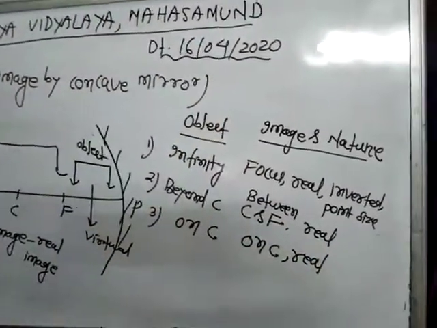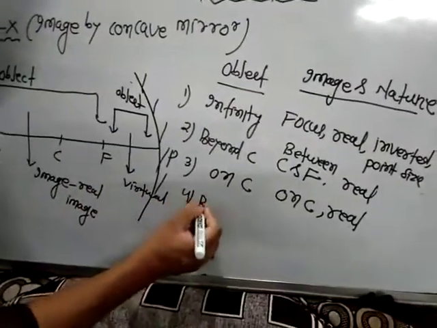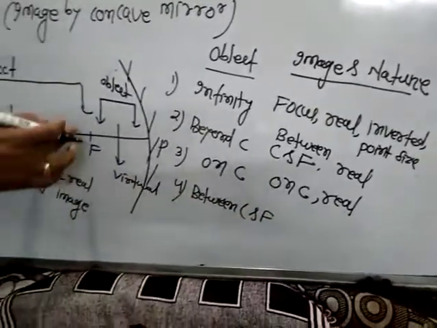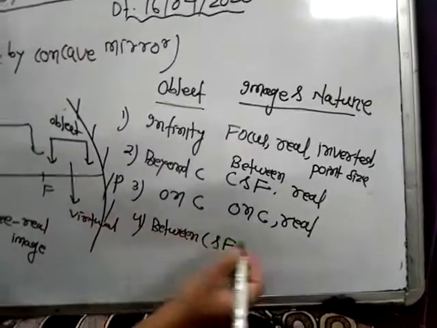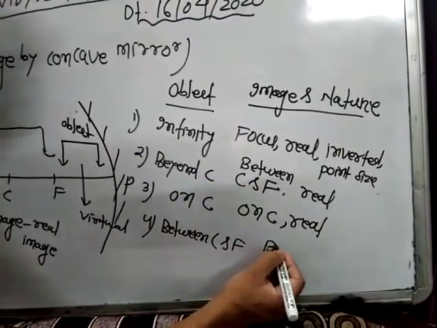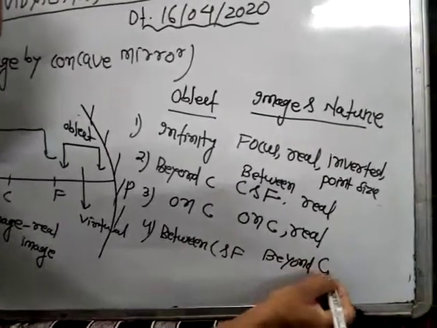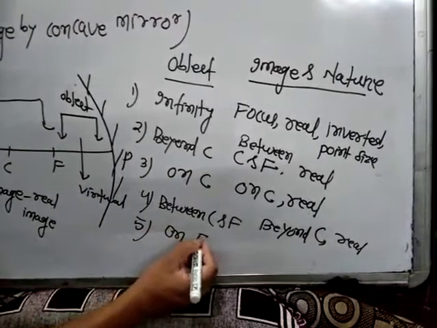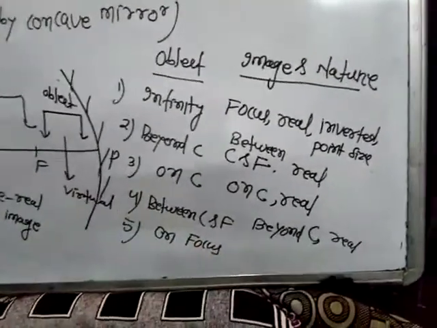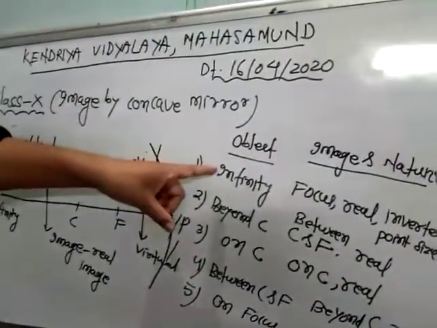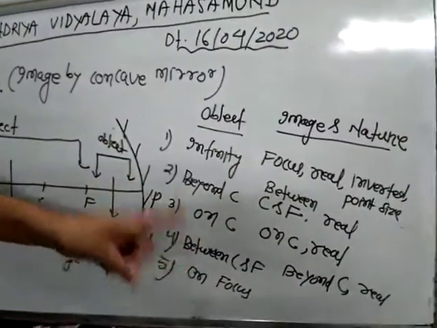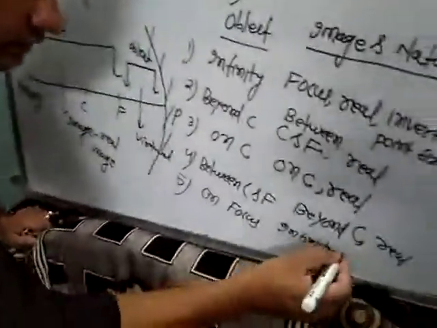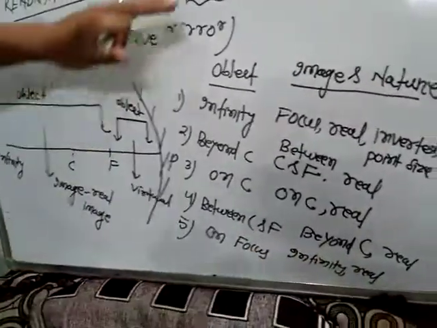We will see the ray diagram individually. Fourth one is object between C and F, center of curvature and focus. In between these two, the image will be beyond C, opposite of the second case, and it will be a real image. Fifth one, object on focus. It will be opposite of the first case. If the object is at infinity, image is at focus. So if the object is at focus, then image will be at infinity and real image. So these are the 5 cases of real image.